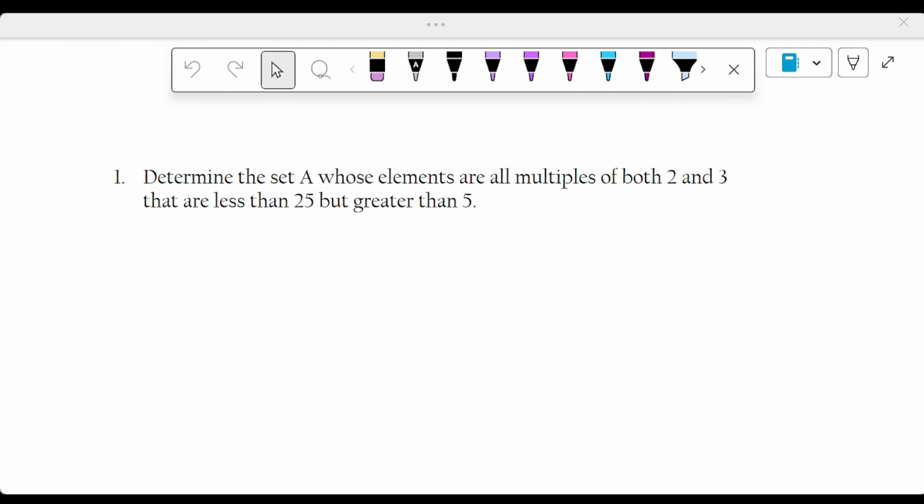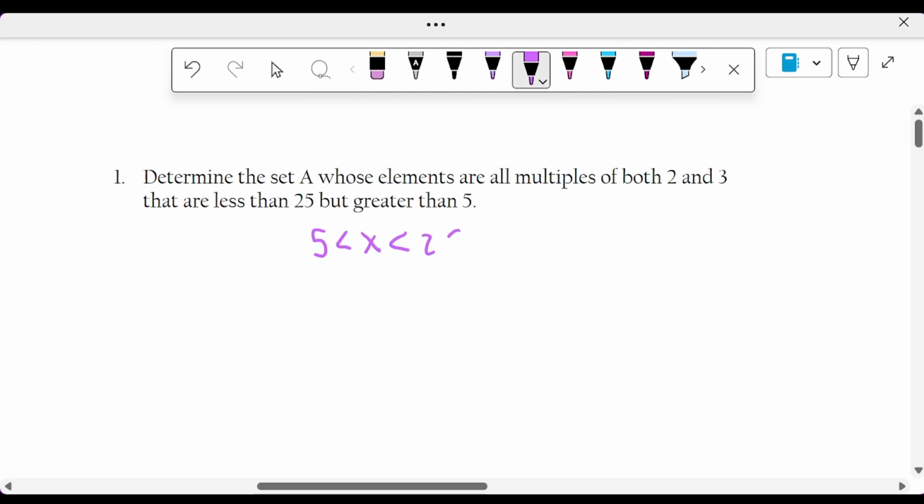Question 1. Determine the set A whose elements are all multiples of both 2 and 3 and that are less than 25 but greater than 5. So, we're going to be between 5 and 25 and multiples of 2 and 3. So, 6 is a multiple of both 2 and 3.